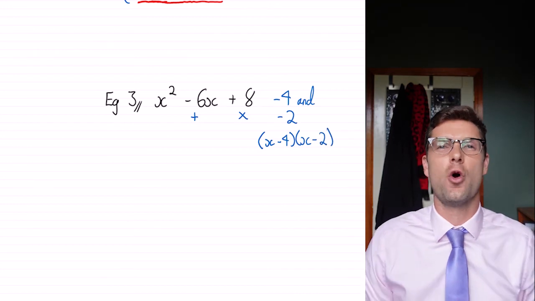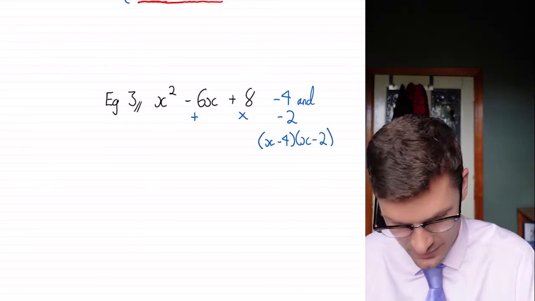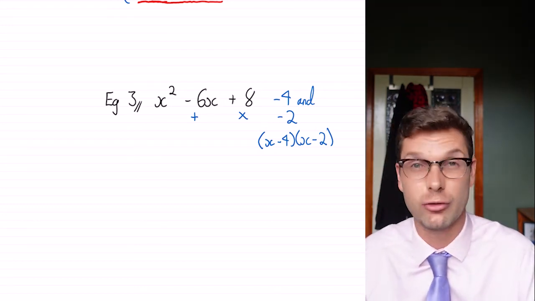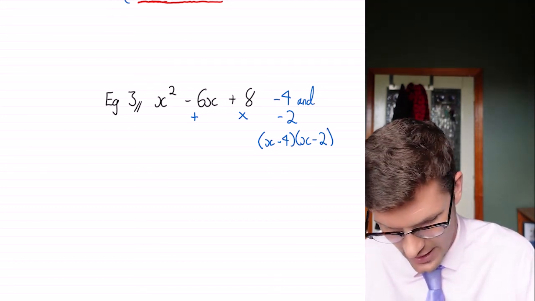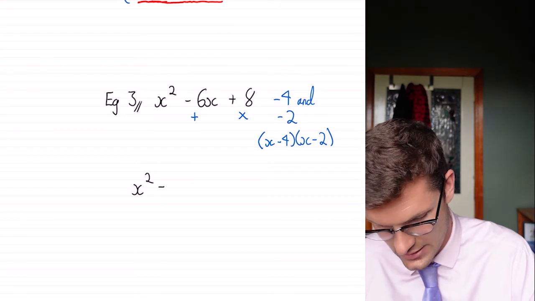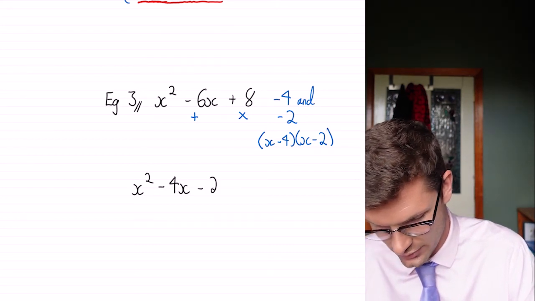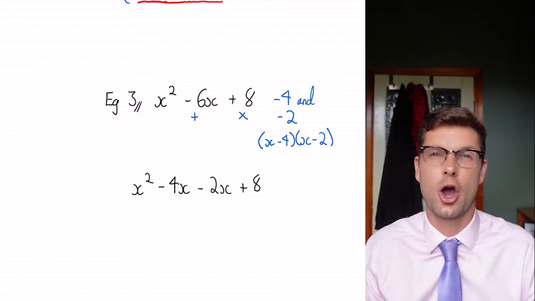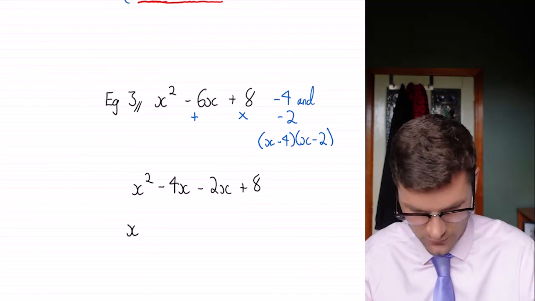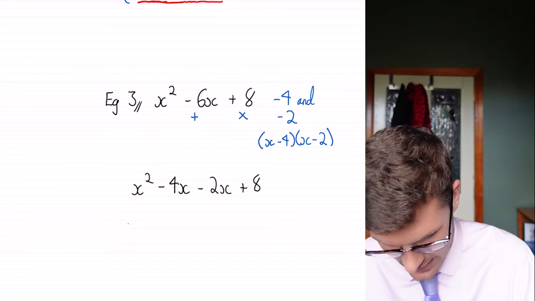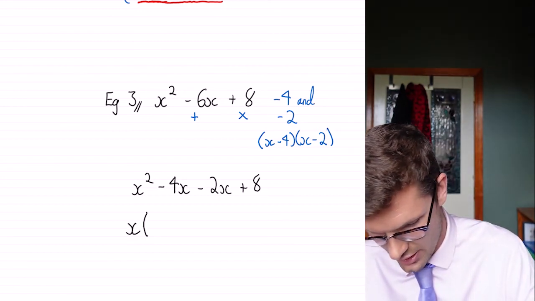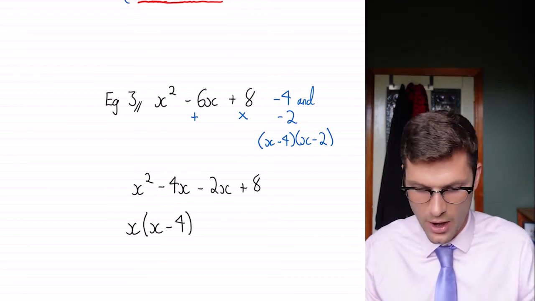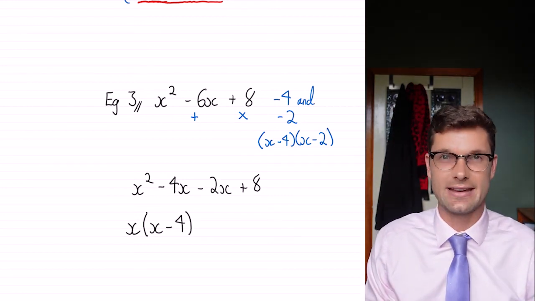But we'll just do the working out because it will help us out later. So for this one, once we've got our numbers, we've got to rewrite our sentence. So we've got x squared minus 4x minus 2x plus 8. Then we have to factorize the two pairs. So the common factor between x squared and minus 4x is x, so we've got x minus 4. And then we've got to take out the common factor between minus 2x and positive 8.